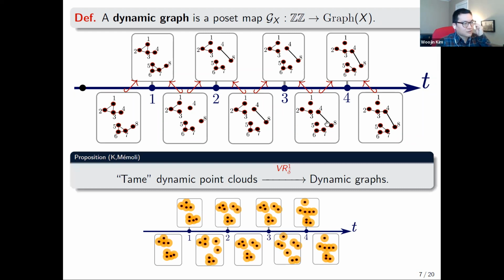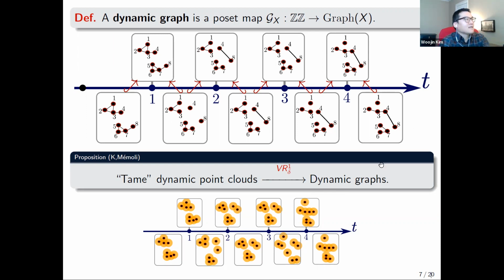Dynamic graphs actually arise from dynamic point clouds by considering the delta Vietoris-Rips complex and the one skeleton of it. Bearing in mind the assumption about dynamic point clouds, we can make sure that there are only locally finitely many critical points, and we do not care about where the critical points are. So in this talk, I'm going to just assume that critical points are in subsets of integers. That's why I'm going to use the zigzag poset instead of using another poset.